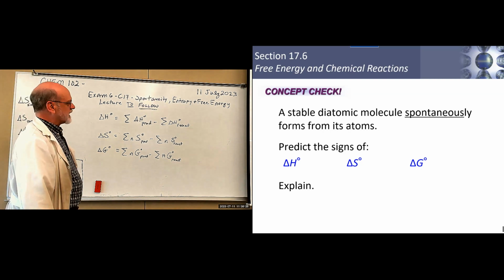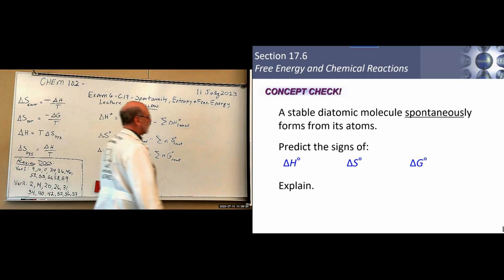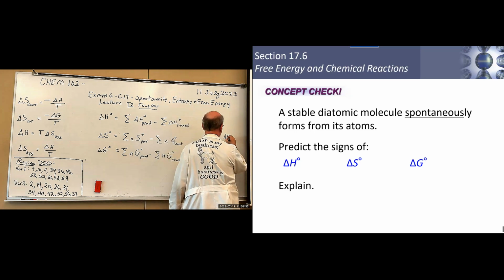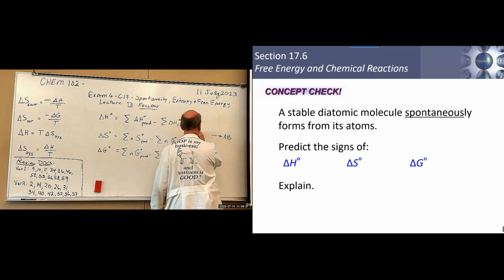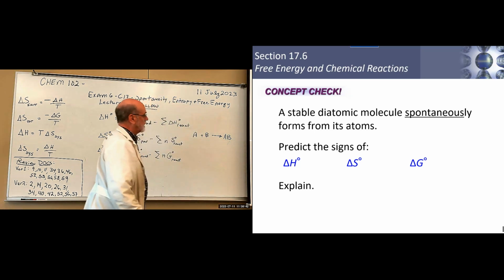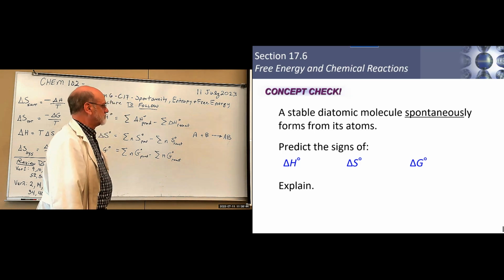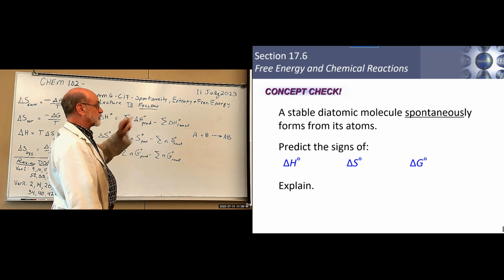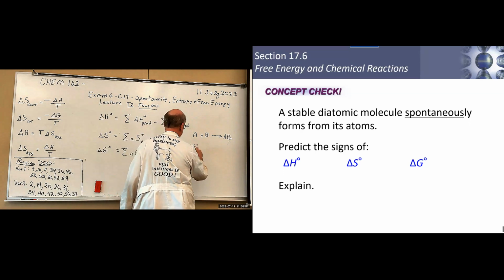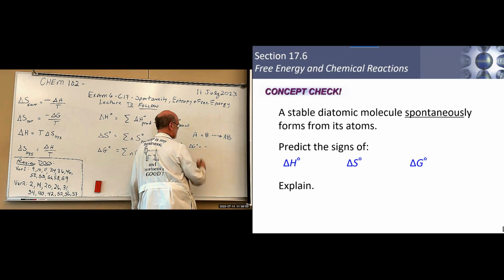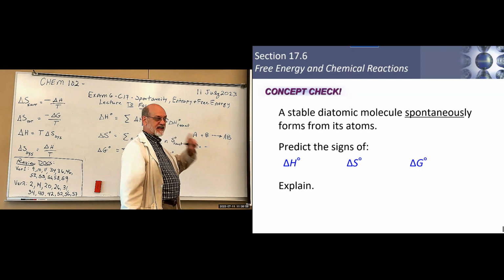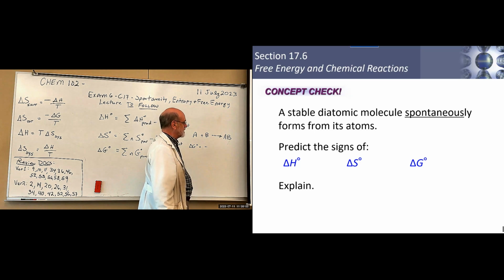Okay. A stable diatomic molecule spontaneously forms from its atoms. So there's your generic. What's the sign of delta G? Let's go backwards. What would be delta G for this one? The sign would be negative. The key there is spontaneous. Spontaneously forms means that delta G has to be negative.